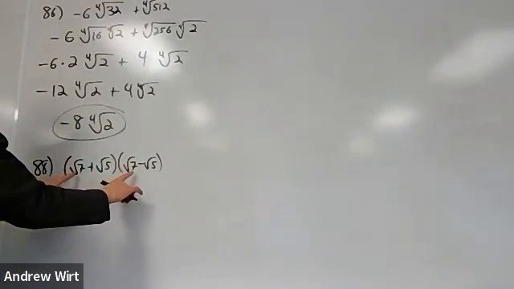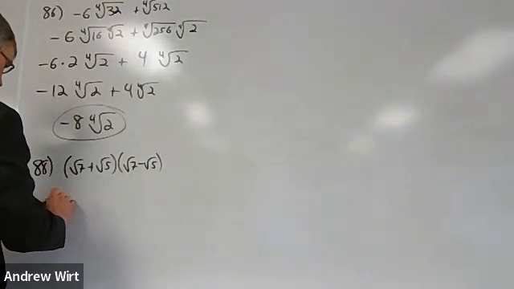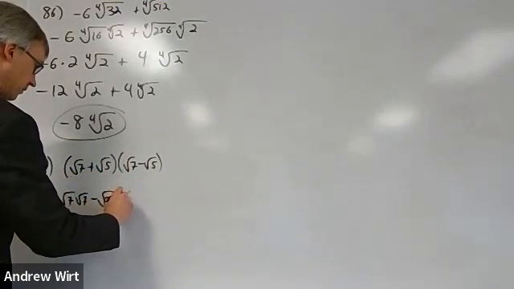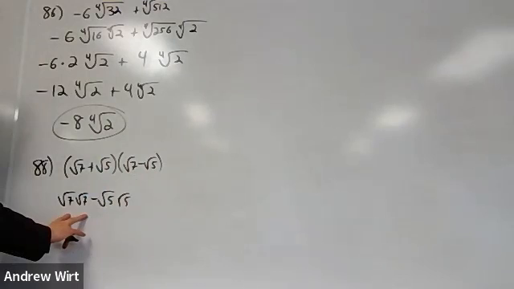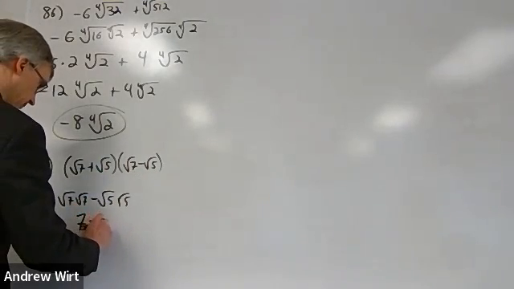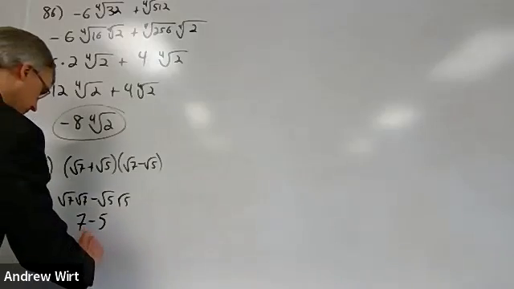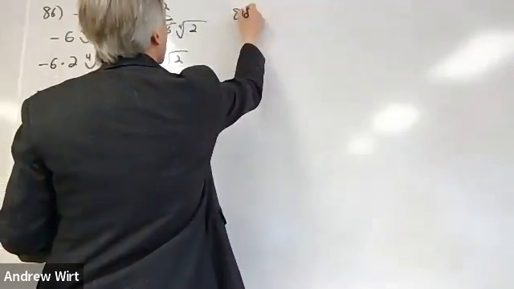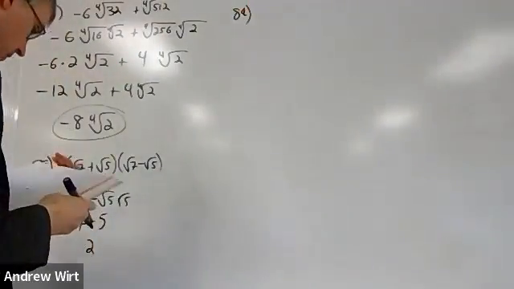So that means we just need to multiply first times first, minus last times last. Now square root of 7 times square root of 7 is just 7. Square root of 5 times square root of 5 is 5. Subtract those and we get 2. 89.